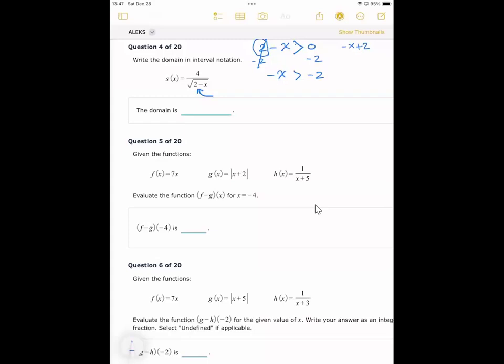Then you divide by negative 1. But when you divide by a negative, you have to flip the sign. Negative divided by negative is positive. So you want all the x's that are less than 2.